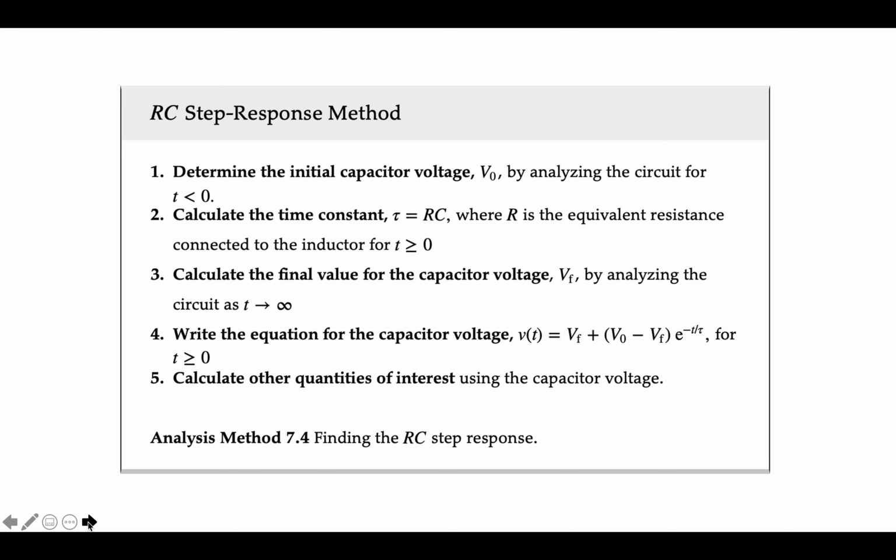Which means that for a circuit involving an RC, we first determine the initial capacitor voltage, analyzing the circuit for t less than 0. We then calculate the time constant, looking at the circuit for t greater than 0. We then calculate the final value for the capacitor voltage by letting time go to infinity and the circuit become DC again. We then use our equation and plug in our values for the final, the initial, and the time constant, and then and only then do we calculate anything else that we're interested in learning about the circuit.